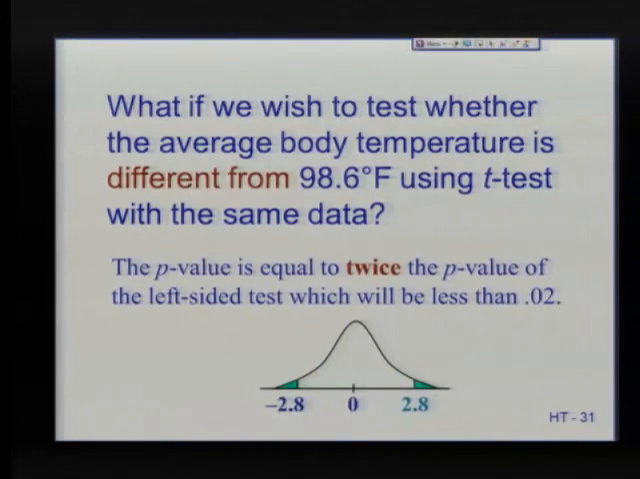Okay. So if instead I want to do a two-sided test, to test whether the average body temperature is different from 98.6 or not, what do I do then? I would just double this tail area. So if one tail is less than 0.01, the two tails would be less than 0.02, and that should be my answer. Okay.